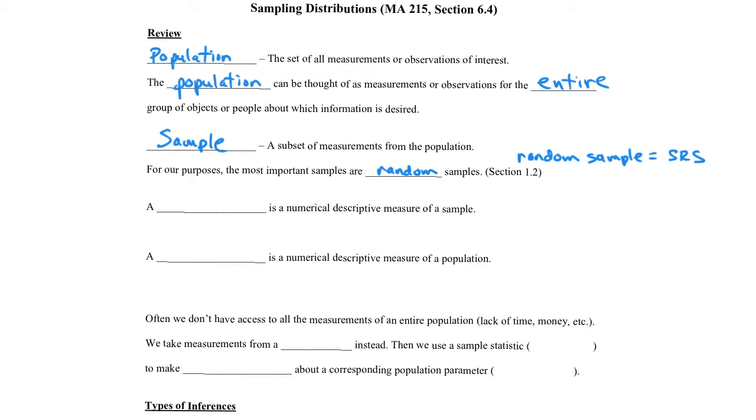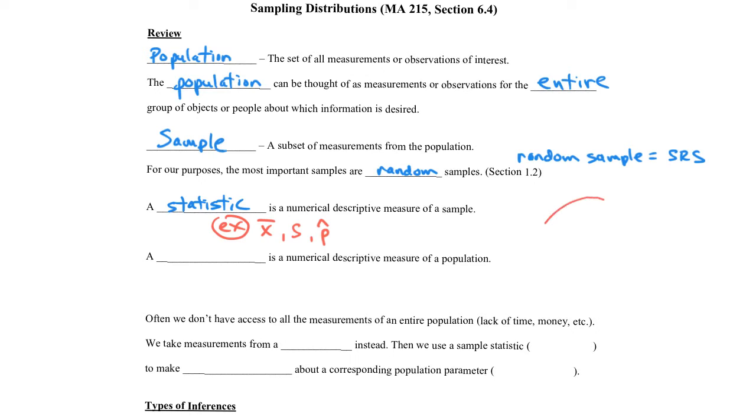Then there's a term you were introduced to a while ago, called a statistic. A statistic is a numerical descriptive measure of a sample. And there's a few that we talked about. We talked about X bar, which is the mean of a sample. And we had little s, which is the standard deviation of a sample. And p hat, which we're going to look at soon. P hat is a sample proportion.